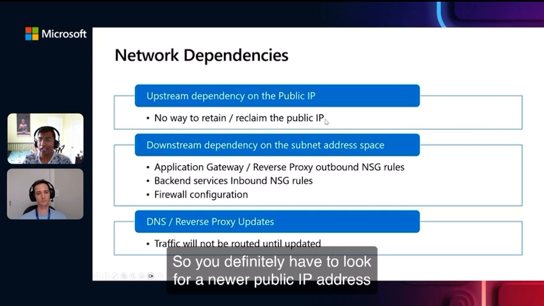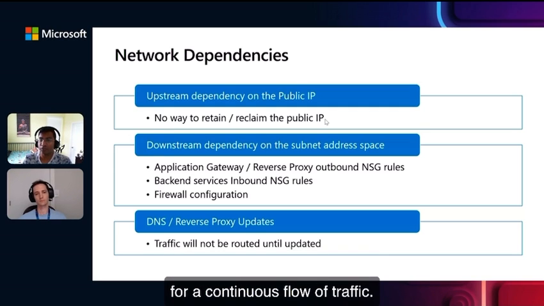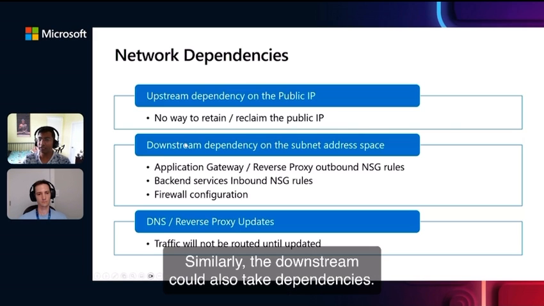So you definitely have to look for a newer public IP address and request your upstreams to update their dependencies for a continuous flow of traffic. Similarly, the downstream could also take dependencies, right?